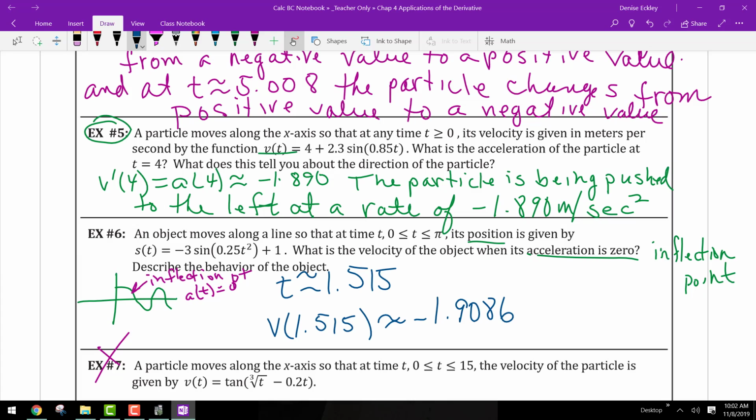And since it's negative, we're going to say the object is moving to the left, because we're supposed to describe the behavior. Okay, so that's how you would work the calculator questions. Again, as always, we'll be going over this in class tomorrow, and I'll answer any questions that you may have.